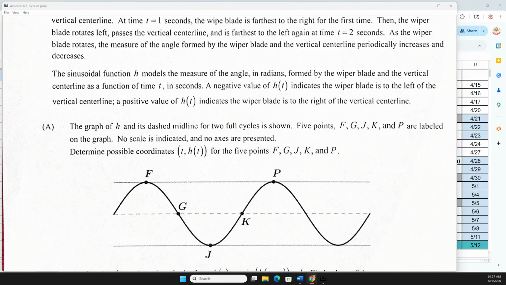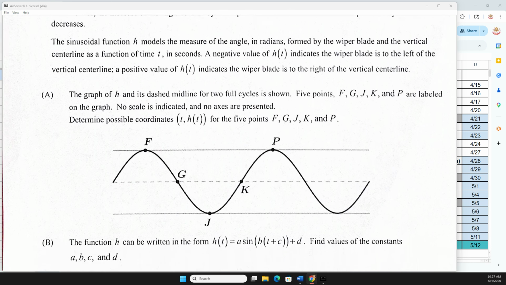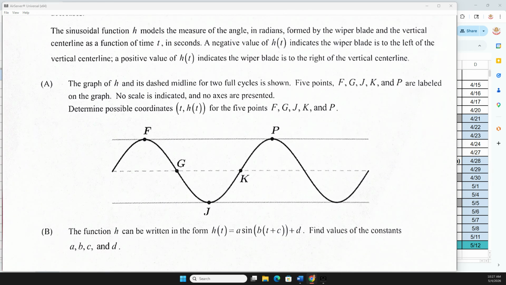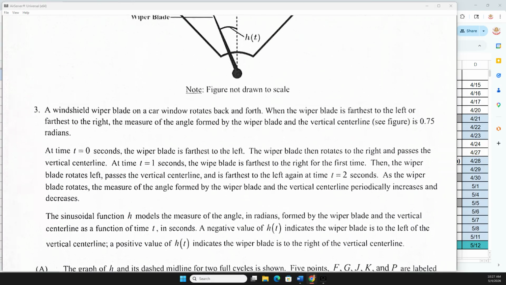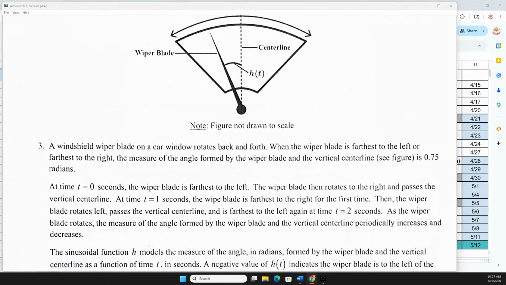vertical center line periodically increases and decreases. So this graph gives you the measure of the angle. All right, a sinusoidal function h measures the angle in radians formed by the wiper blade and the vertical center line. A negative value of h indicates the wiper blade is to the left of the vertical center line, and a positive value of h indicates the wiper blade is to the right of the vertical center line. All right, so what is the smallest angle that we're going to have for this situation?